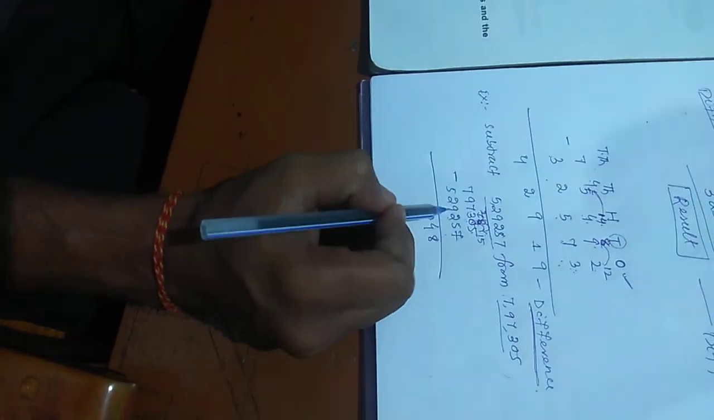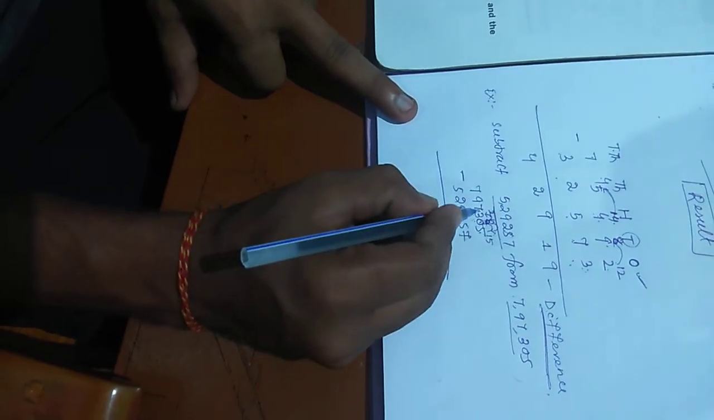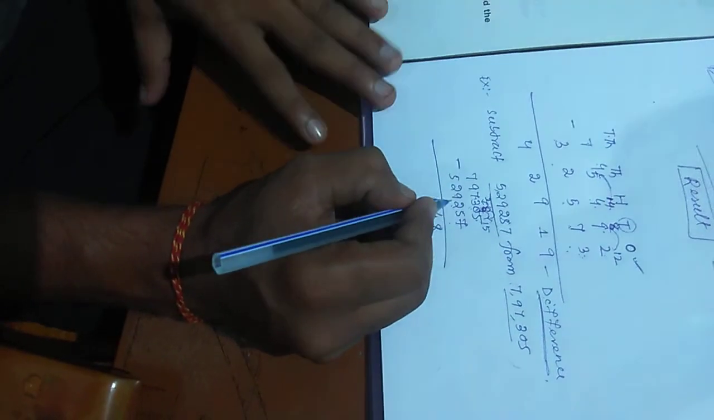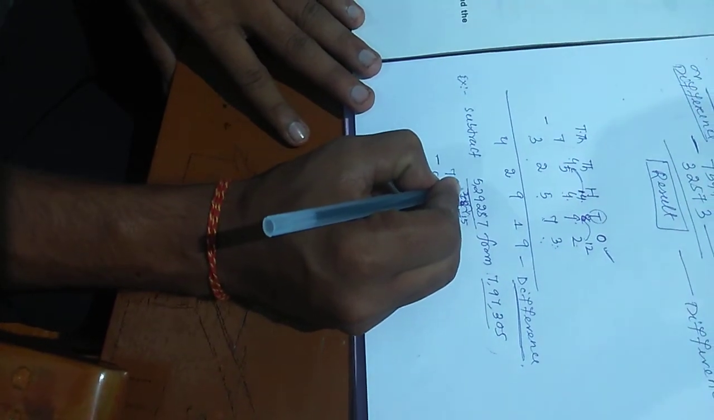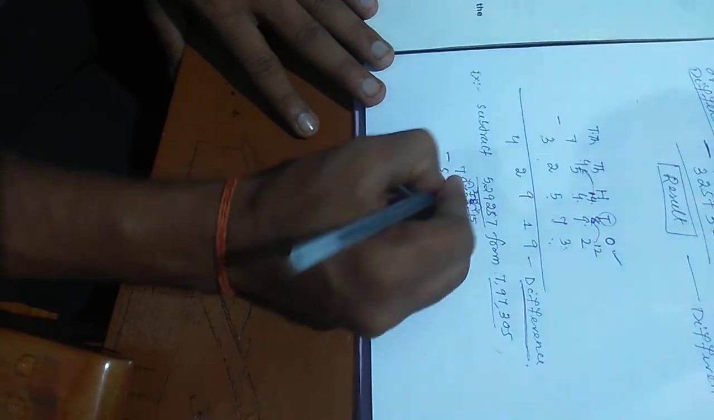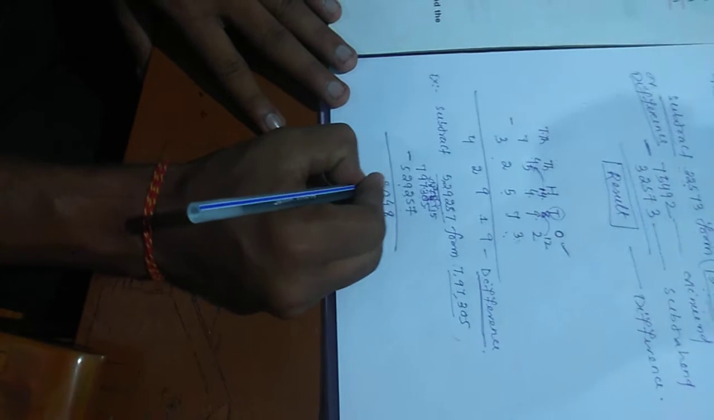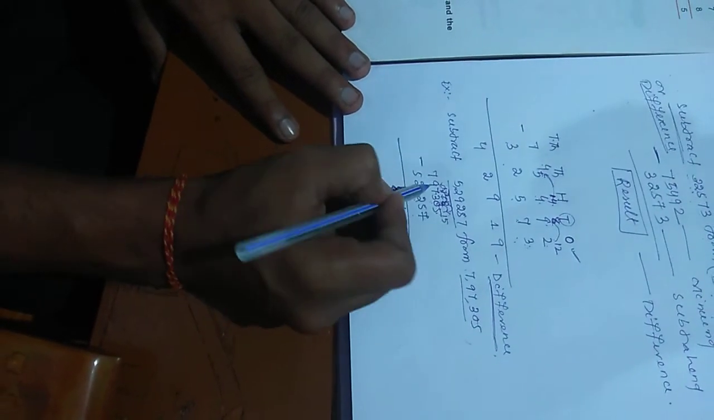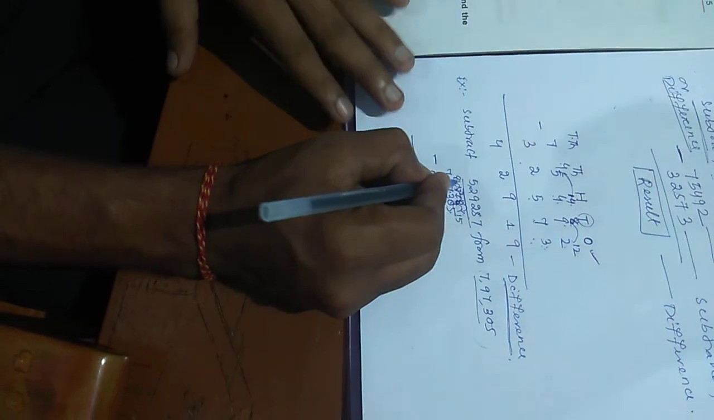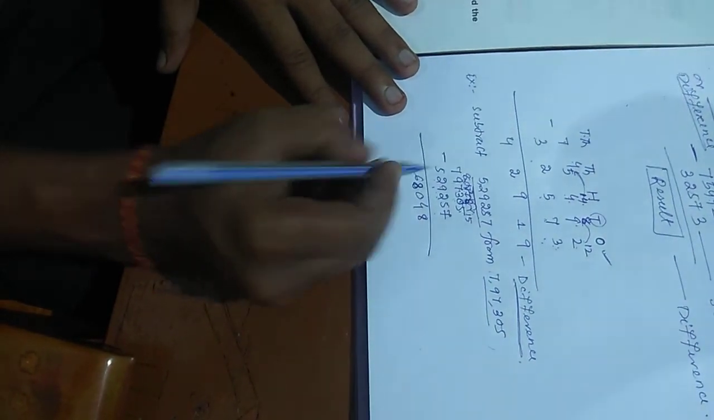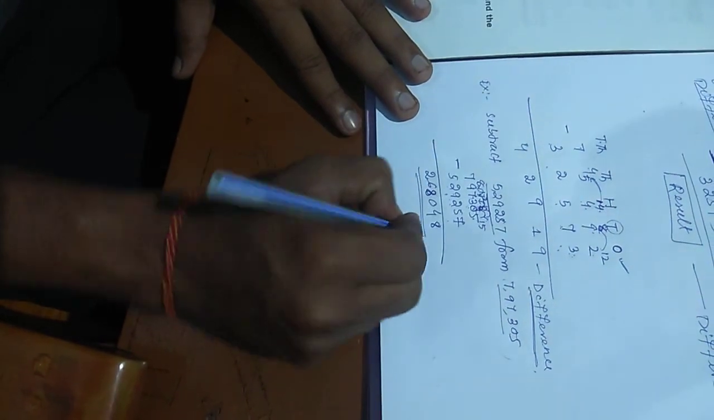Now 7 minus 9. So we know that we can't subtract 9 from 7 because 7 is a smaller number than 9. So what will we do? Again that 7 will borrow 1 from the ten thousands column. So it will become 17. Now 17 minus 9 became 8. Then here 1 is already taken, so it will become 8. 8 minus 2 became 6. 7 minus 5 became 2. So this is your answer. This is your difference.